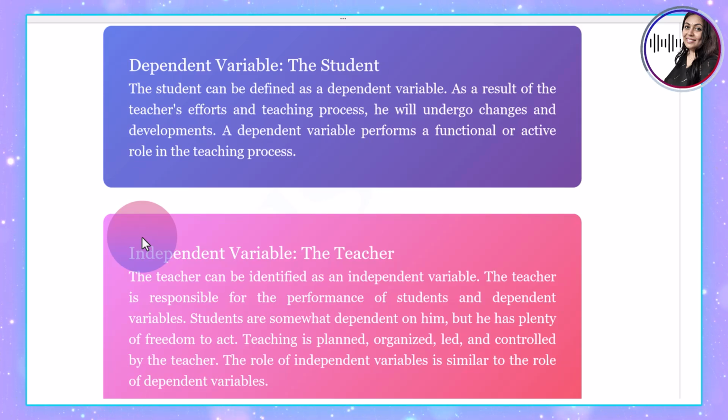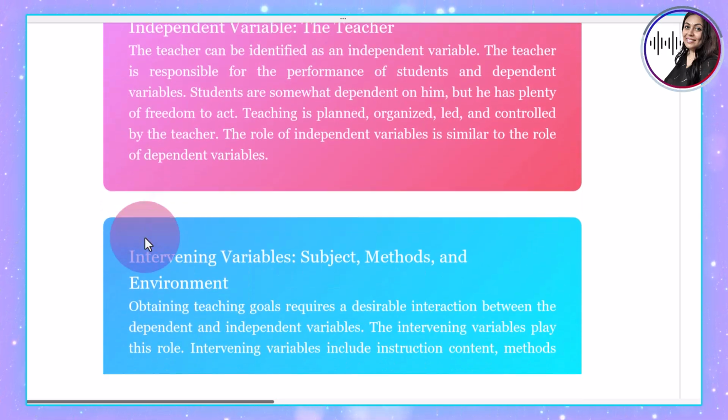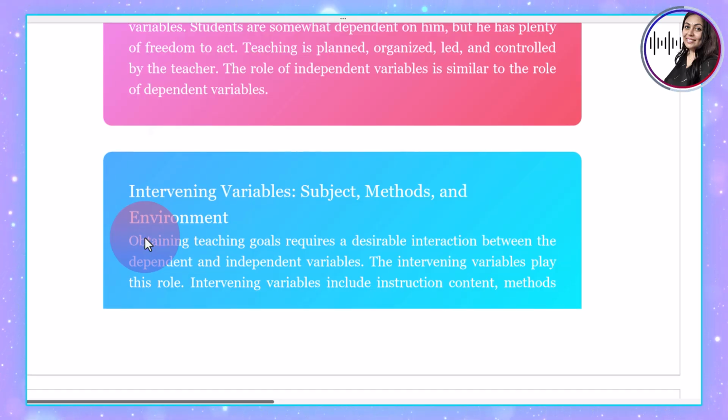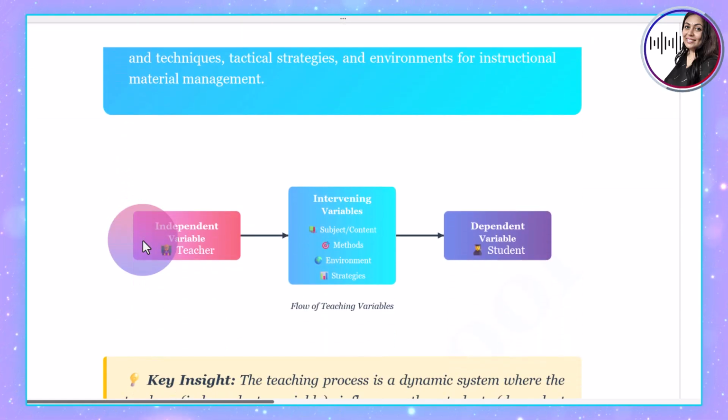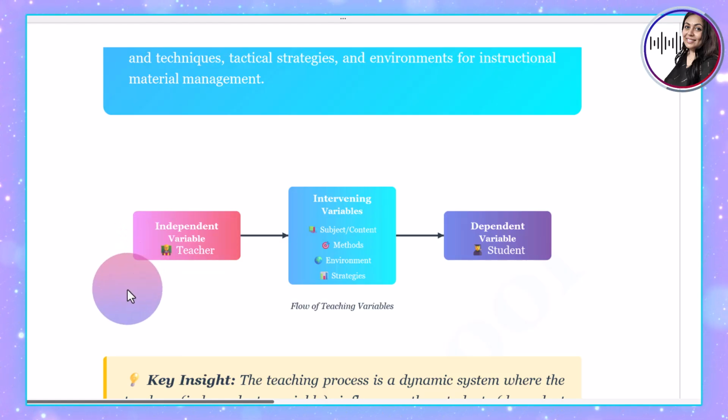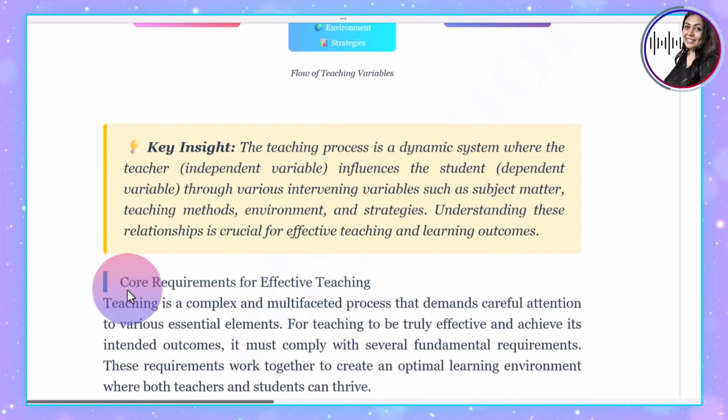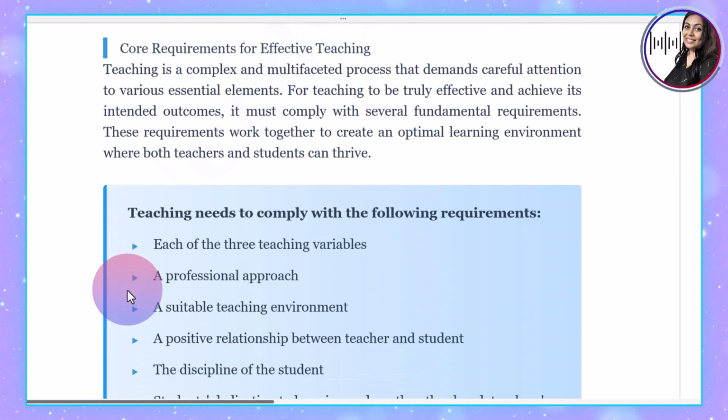For teaching to be effective, certain requirements must be fulfilled. All teaching variables must work together within a professional framework. A suitable learning environment, a positive teacher-student relationship, discipline among learners, dedication to learning, and commitment from teachers are all essential. When these conditions are met, teaching becomes purposeful, effective, and transformative.